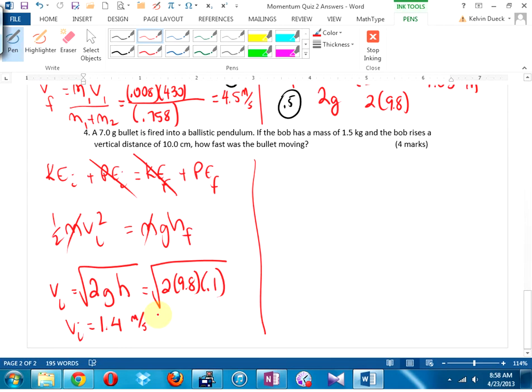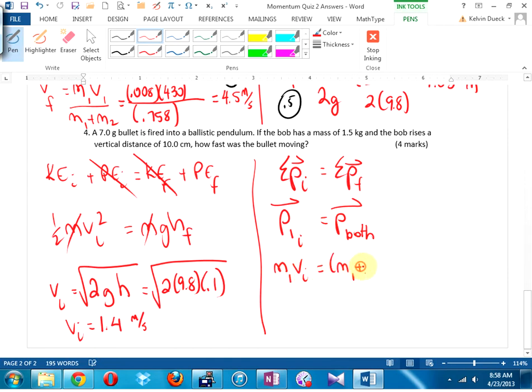Well, they must have collided, so we must have had the sum of all the initial momentum equals the sum of all the final momentum. In fact, the momentum of the bullet coming in equaled the momentum of both going out. It's going to be mass 1 V initial equals M1 plus M2 V final. V initial is going to be M1 plus M2 V final divided by M1.